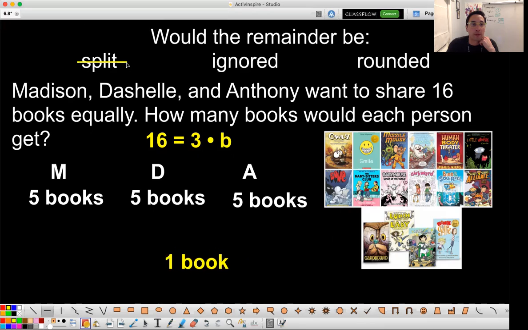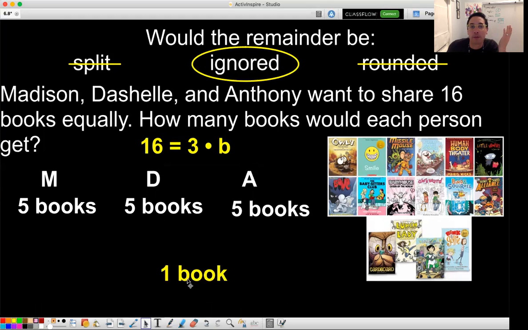We can't split it. What would it be if we ignored this remainder? That means that this last book, we're going to just ignore it, pretend like it's not there, so no one gets that book. Maybe. Could we round it? Could we say that, well, each person, well, just give them 6 books. And we can't round it because they only have 16 books. So that must mean that we are going to ignore this remainder. If you have 1 extra book, we can't do anything with that. So we're just going to put it back on the shelf.